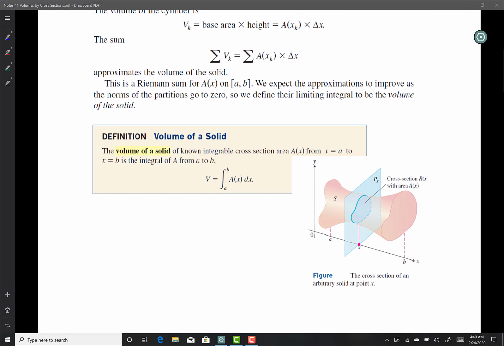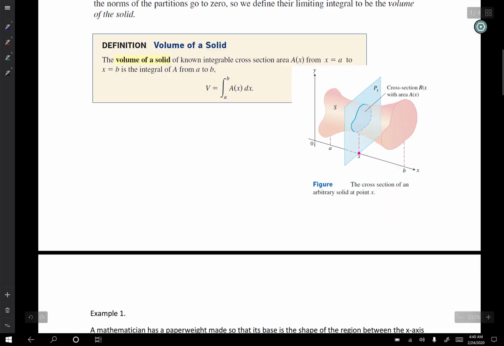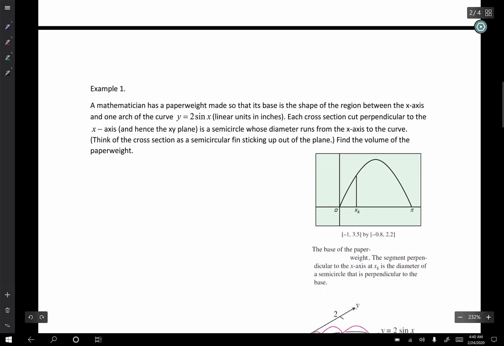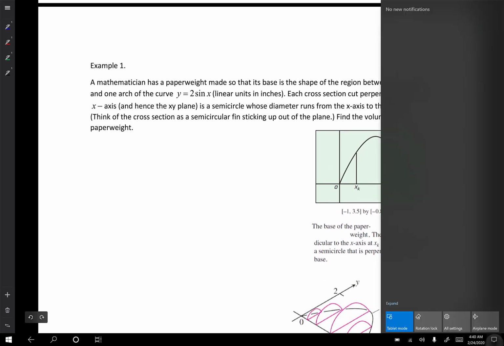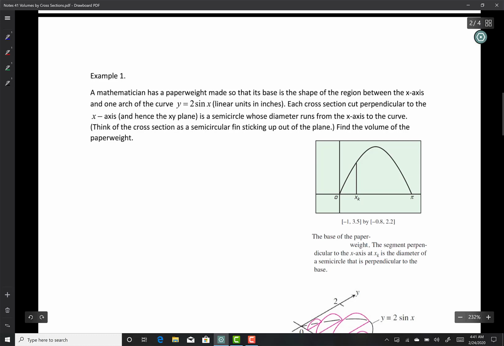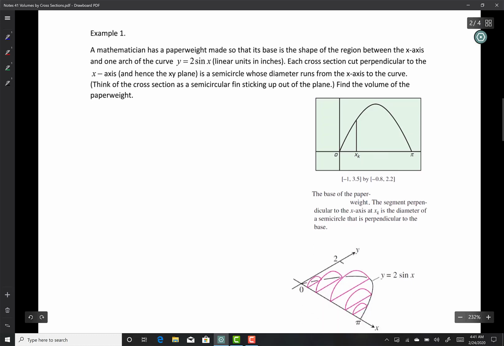Hold on, let me change this to tablet mode. All right, so let's get right into this. And actually, you know what? I'm not going to want it in tablet mode, because I actually did some really cool renderings, drawings. All right, so let's see.